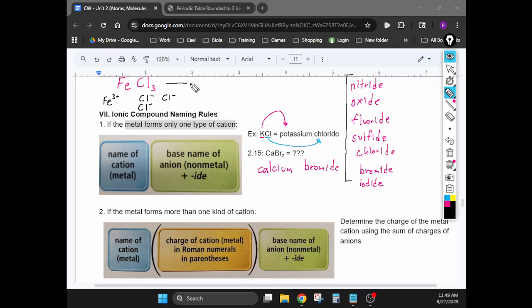Okay, so if we're going to write the name of this compound, we're still going to write the name of Fe, which is iron. But since iron can form multiple ions, we need to specify what type of iron it is. So it's iron +3. We write parentheses, and in the parentheses we write 3 in Roman numerals. So iron (III). And then the ending is still the same. It's chlorine, so we write chloride. Okay, so that's kind of the variation. If you have a metal that's in the middle of the periodic table, we have to do the parentheses.